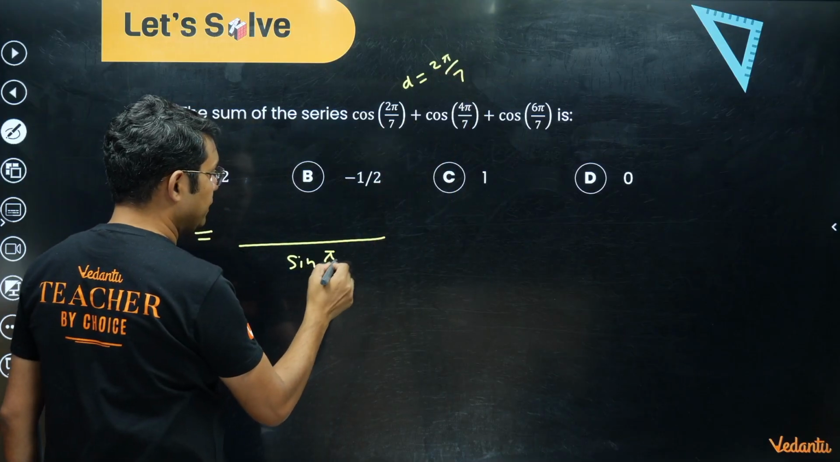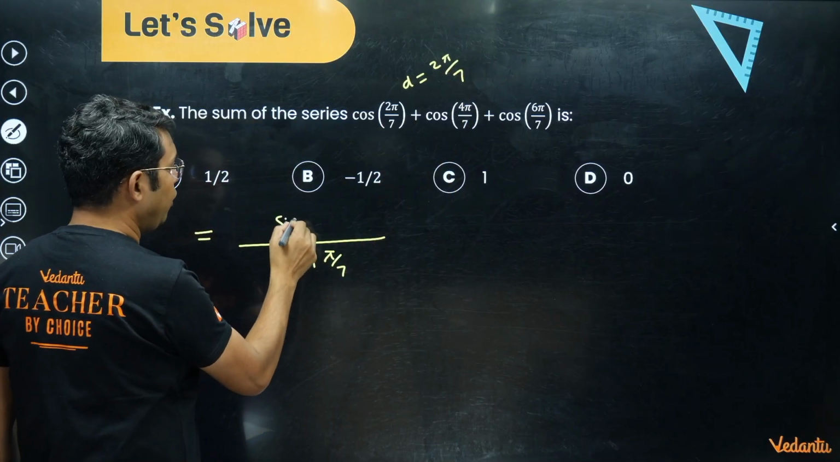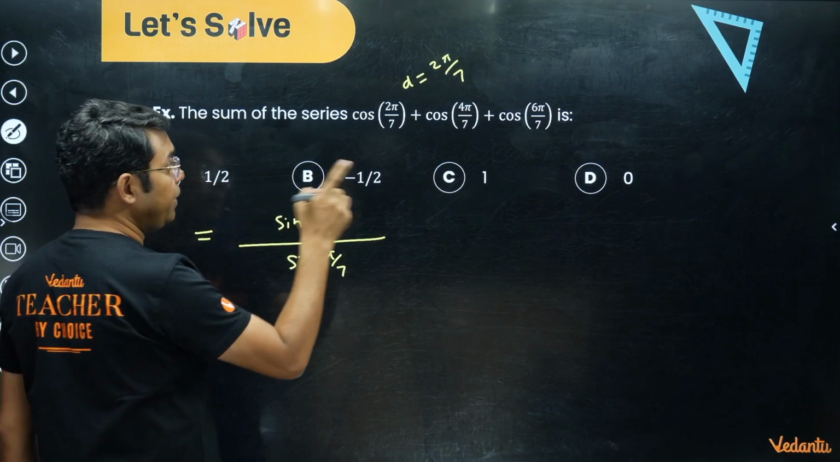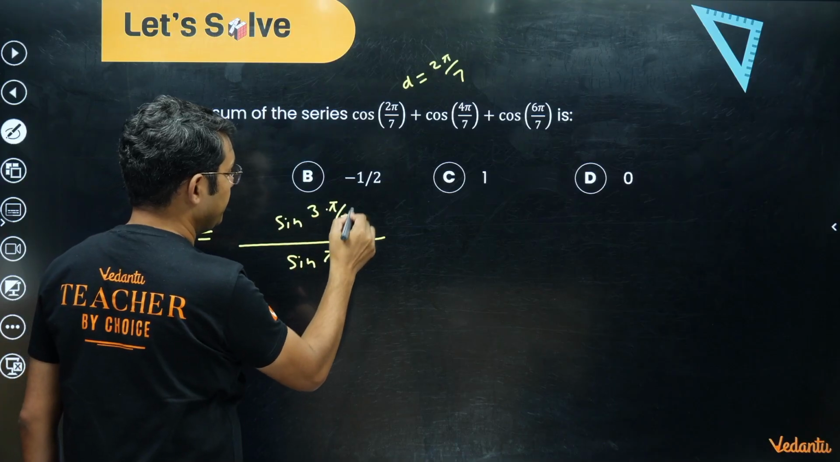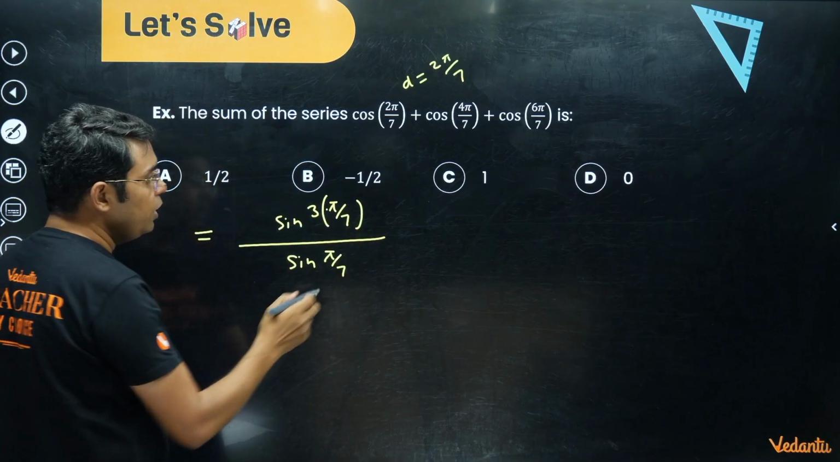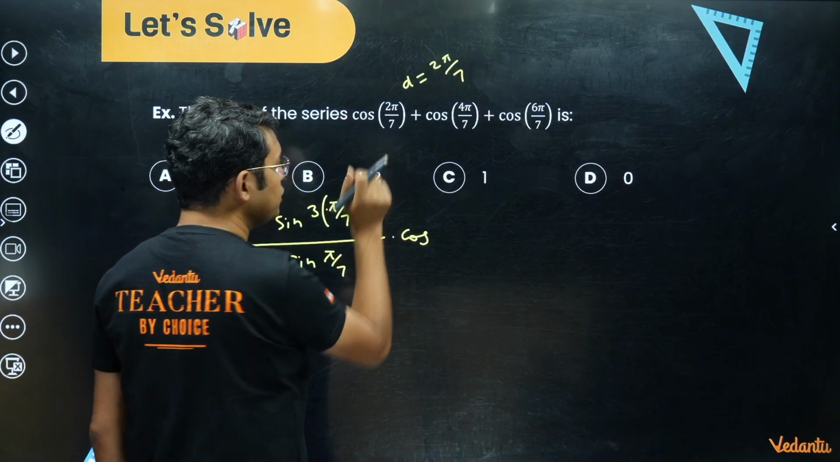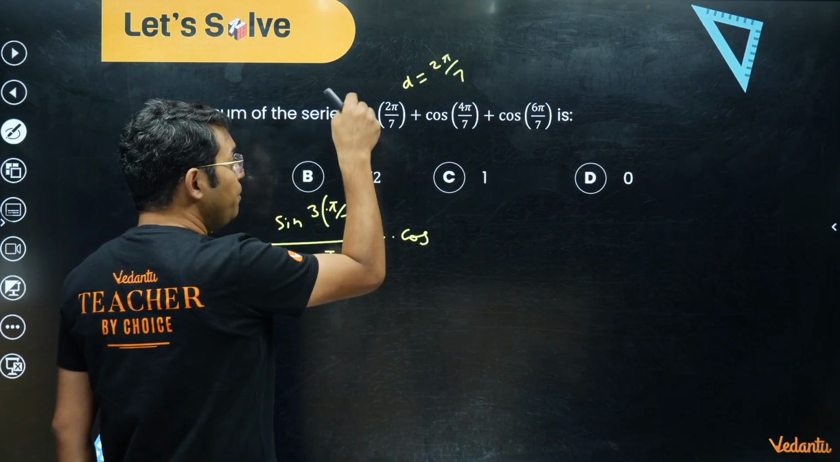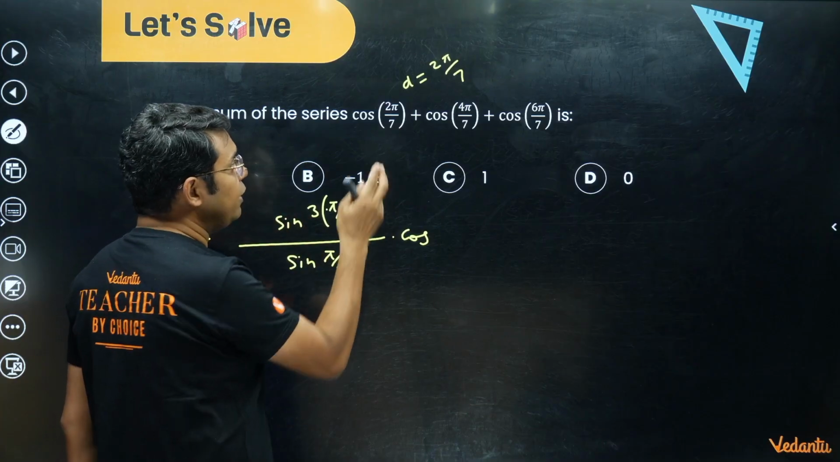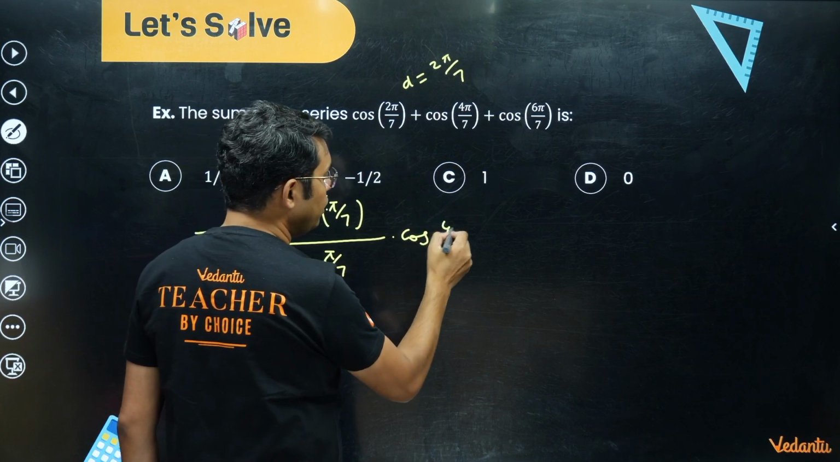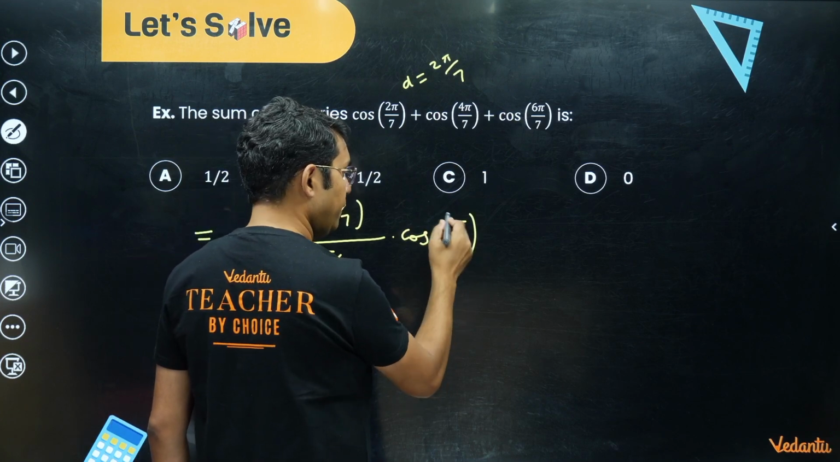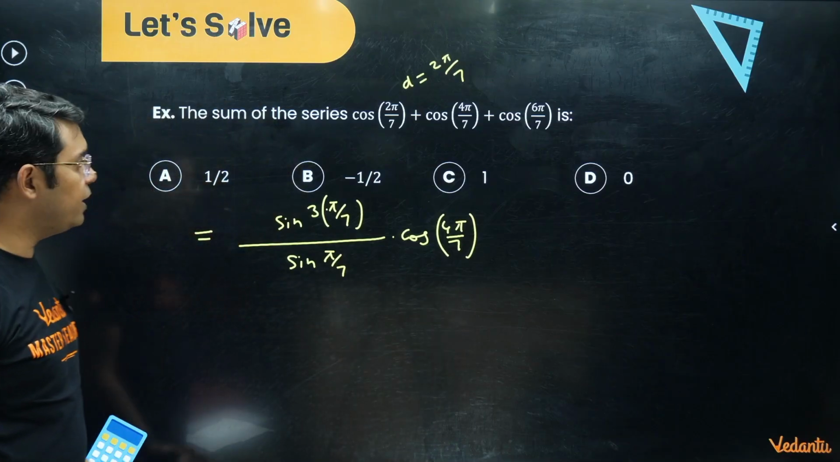So that will be π/7 here, and sine of n into D by 2 will be 3 into π/7 here. Because it's a formula of cos, I told you it should be the arithmetic mean, the average value of the first angle and last angle. So 2 plus 6 is 8, 8 by 2 is 4, so 4π/7. Now we just have to solve this and we get the answer.